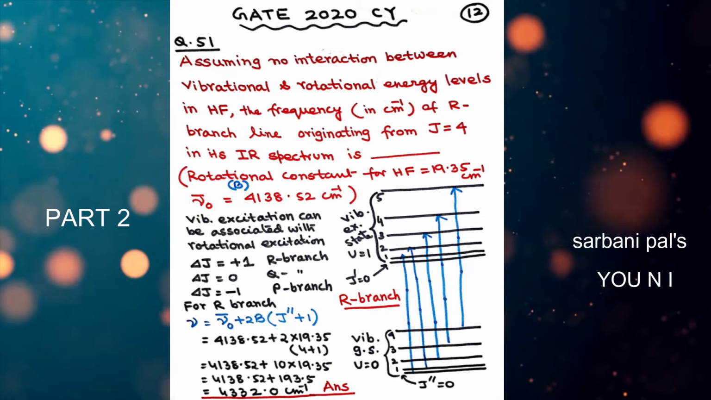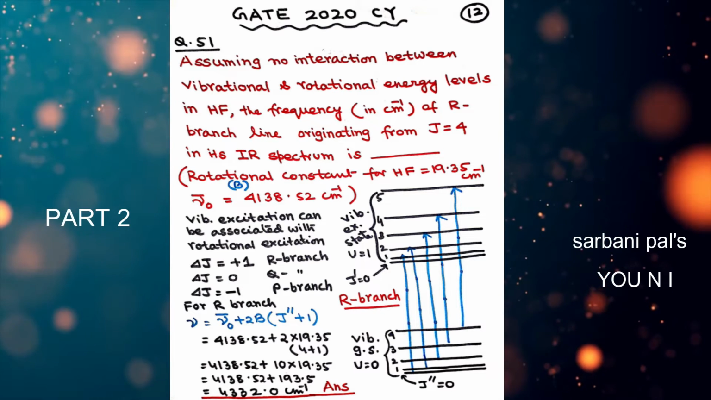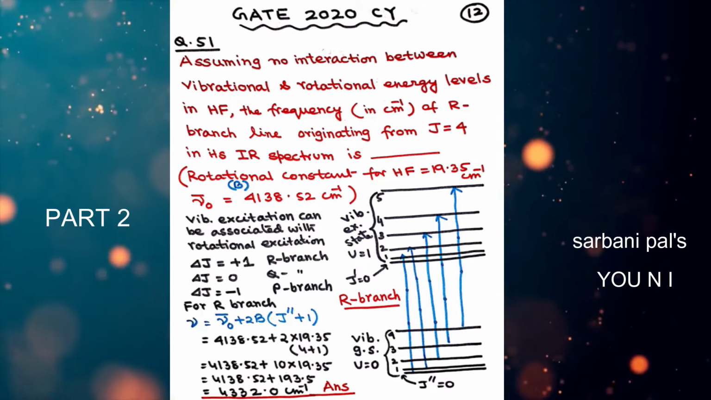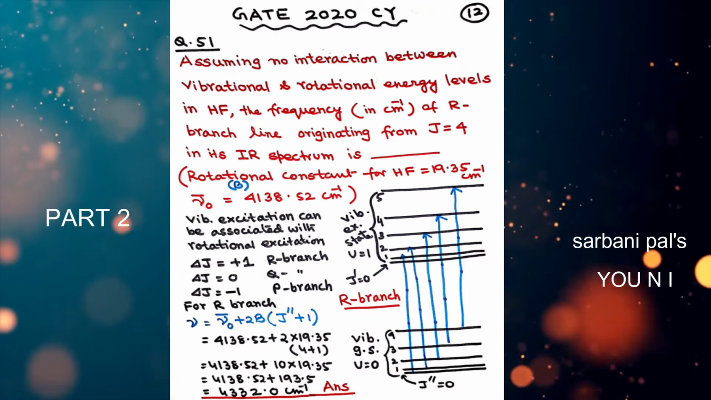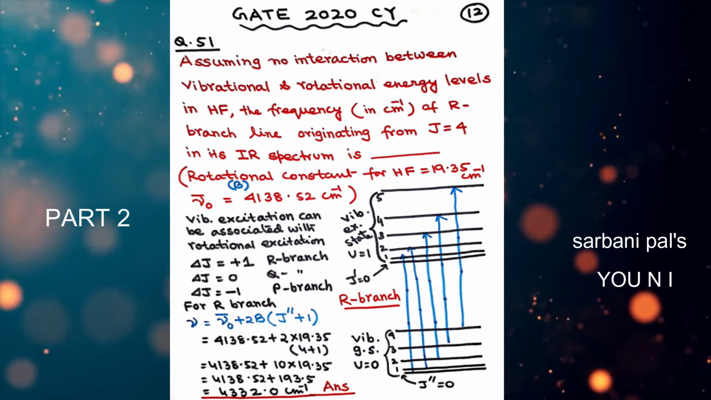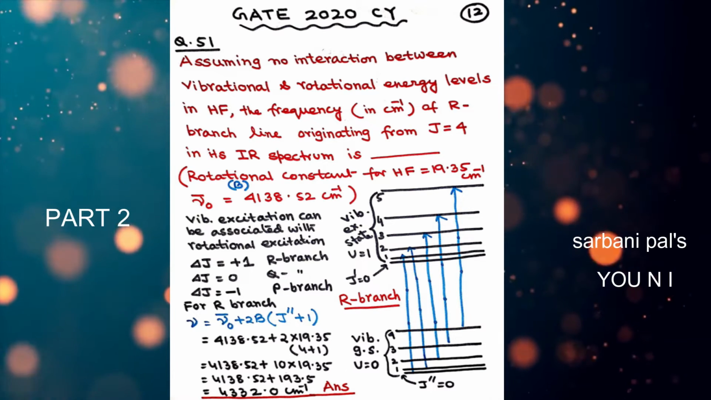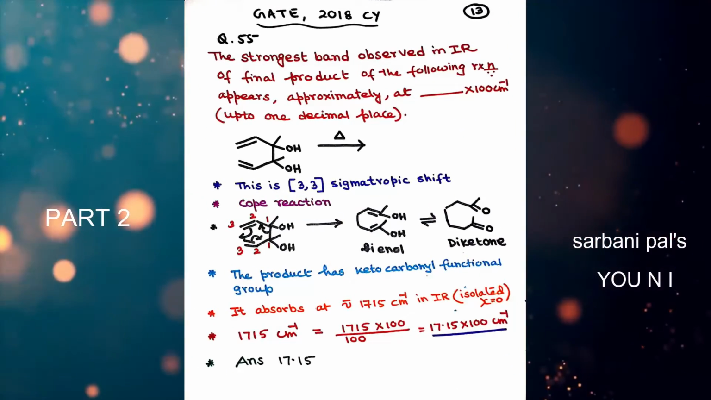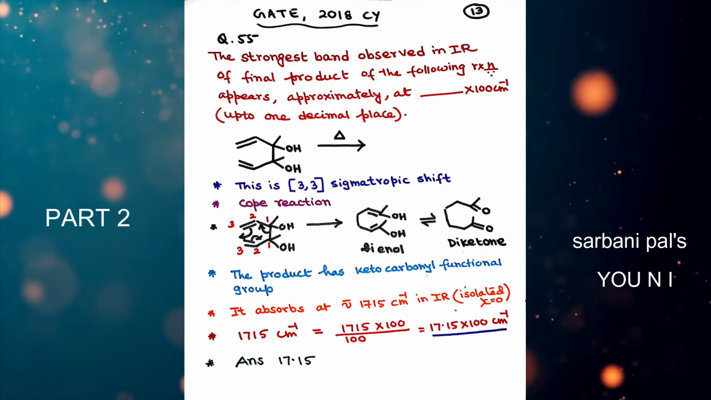Here nu bar naught is equal to 4138.52 centimeter inverse plus 2 into rotational constant 19.35 into (j double prime, means 4, plus 1). So, if we do the simplification of this, it comes to 4332.0 centimeter inverse. So, therefore, the answer is 4332.0 centimeter inverse. Now, in the year 2019, no question came on IR, so we are moving to the 2018 GATE question paper, question number 55.